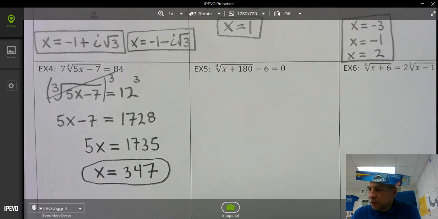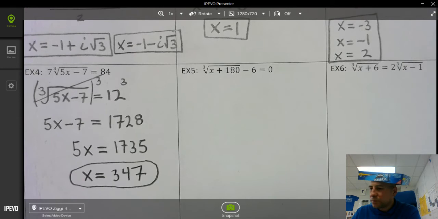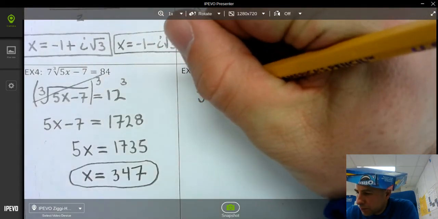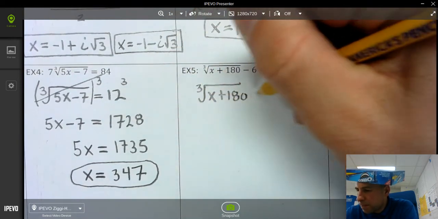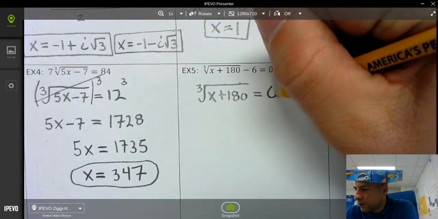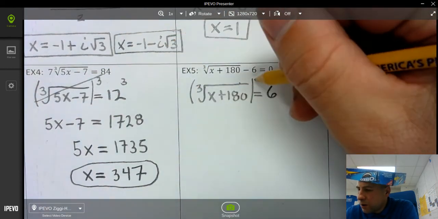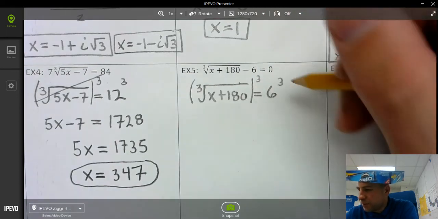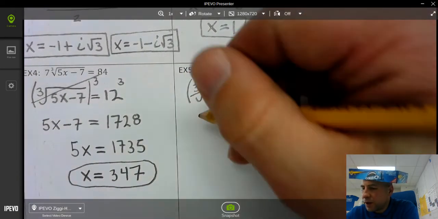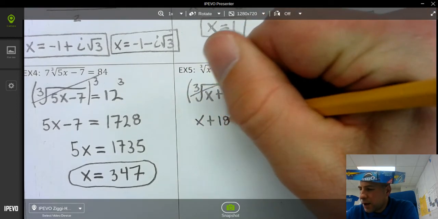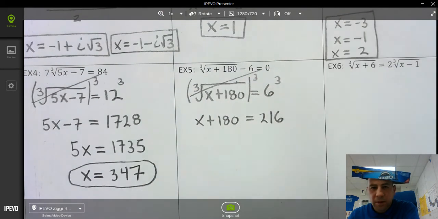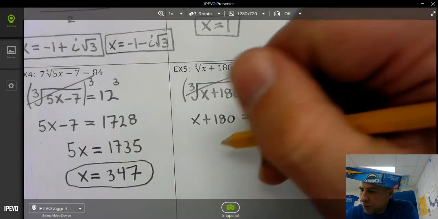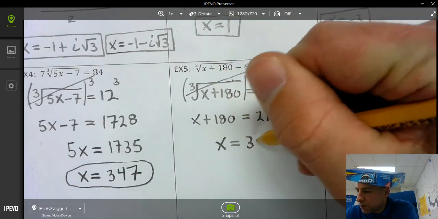All right, let's look at example 5. So we isolate the cube root, so we add 6 to both sides, so we get the cube root of x plus 180 equals 6. We cube both sides. That becomes the power of 1. You get x plus 180 equals 6 cubed, which is 216. Subtract 180 from both sides, you get x equals 36.